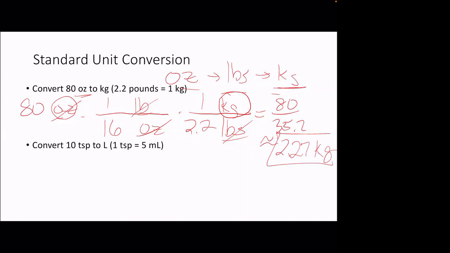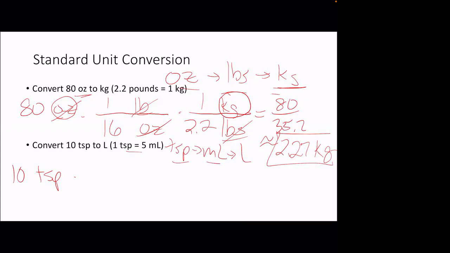Let's do it again now with a volume of liquid rather than a weight. So here we're going to go from teaspoons to liters, and we're given the equivalents for teaspoons to milliliters. So again, we've got this two-step transition, right? We have to go teaspoons to milliliters, and then we can go milliliters to liters. So we start out with our given, right? We're given our 10 teaspoons. That's our starting point.